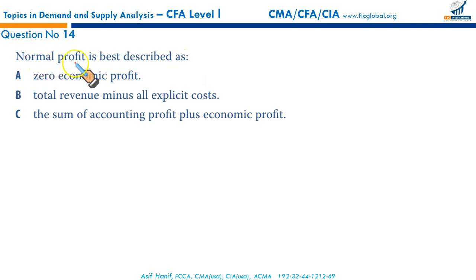Normal profit is best described as, well, it's a very straightforward question, textbook based. Zero economic profit. Normal profit is the level of profit such that the implicit costs and explicit costs are just covered. So that is the normal profit. Total revenue minus all explicit costs, that is accounting profit. So A is the right answer.